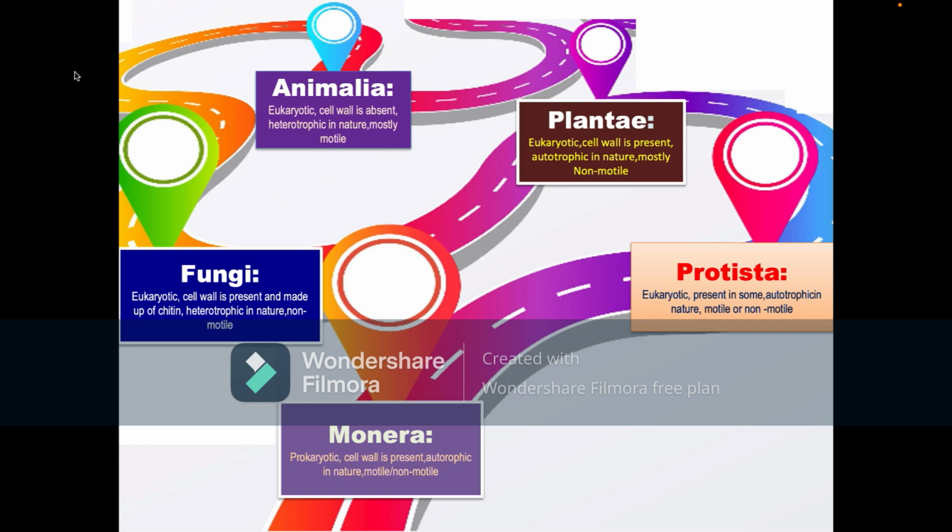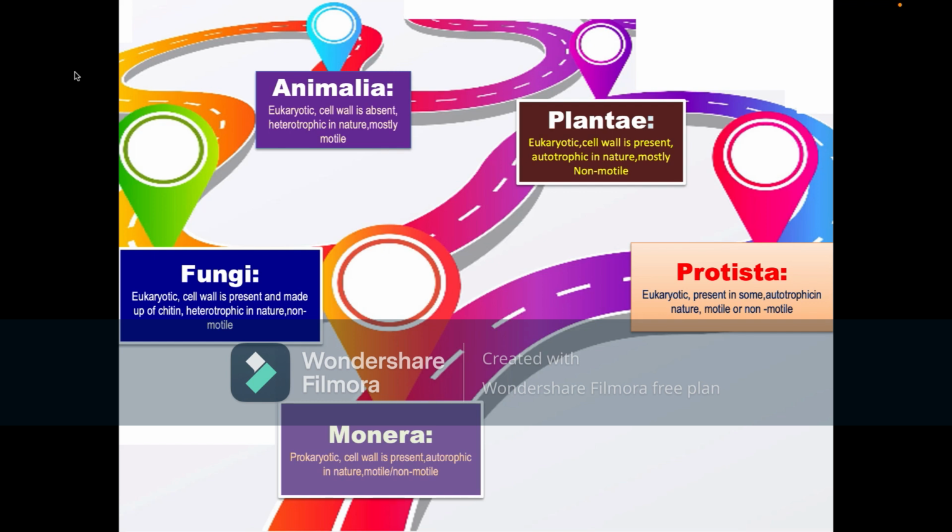Then kingdom Protista. All Protista are unicellular eukaryotic organisms. These are the most basic eukaryotes with either an autotrophic or a heterotrophic mode of nutrition. To move around, some organisms belonging to Protista have appendages such as cilia, flagella or pseudopodia. Diatoms and protozoans such as amoeba and paramecium are few examples.